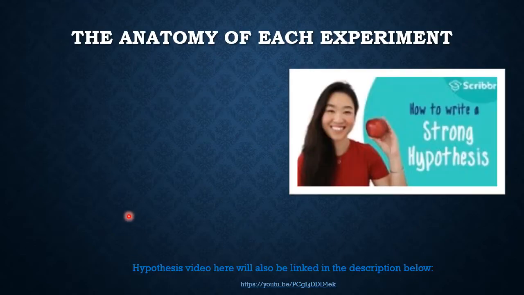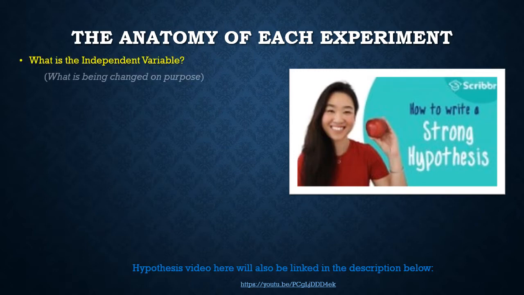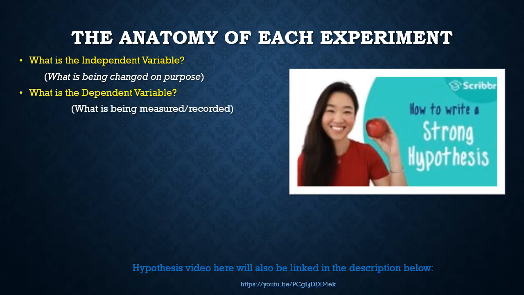So once again, and for the final time, the anatomy that we're going to be looking at with each experiment is dependent upon you knowing several definitions. For instance, what is the independent variable, i.e. that is the thing that the researcher is changing on purpose in their experiment. What is the dependent variable? Again, this is exactly what is being measured or recorded.